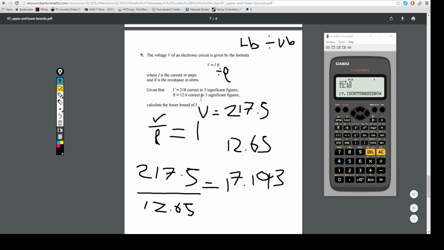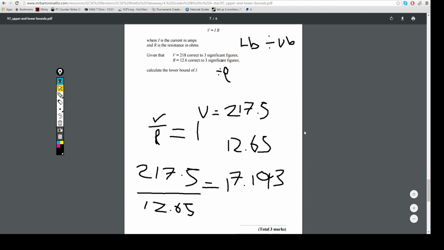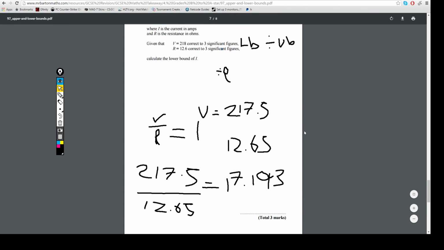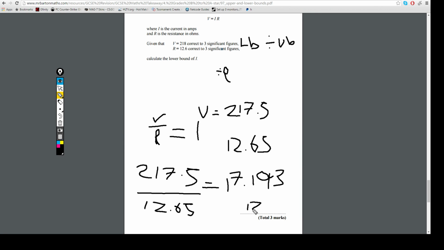And we're going to do it correct to 3 significant figures like they've done here, and that's what you normally do, really. It's going to be 17.2, because the 9 rounds up. 17.2 amps, this would be. There we go. There we are.